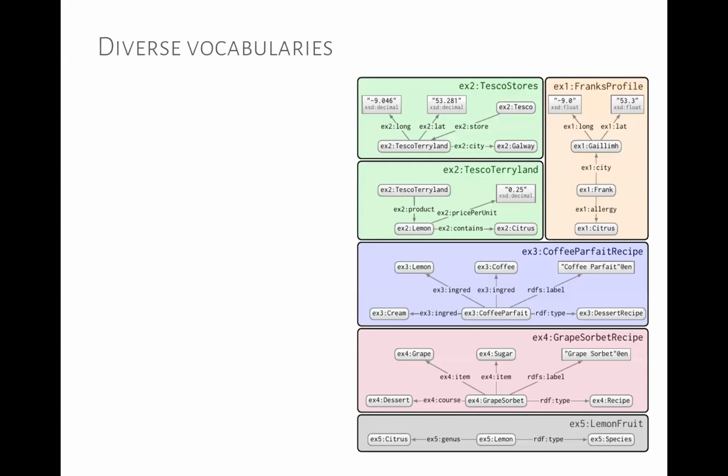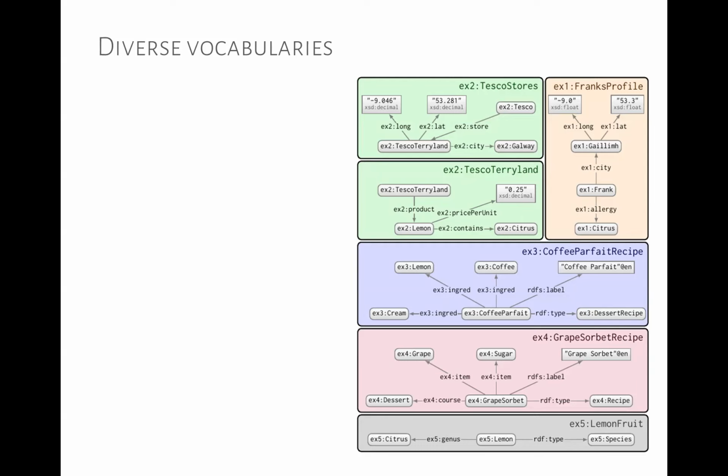Second open issue, diverse vocabularies. Here we have a bunch of data on different websites, and we use the example prefix. Example 1 is Frank's profile, which describes Frank, where Frank lives, and that he's allergic to citrus. We have another website, example 2, which in this case is a supermarket chain, and we have some information about where it is and that it sells lemons. The lemons contain citrus.